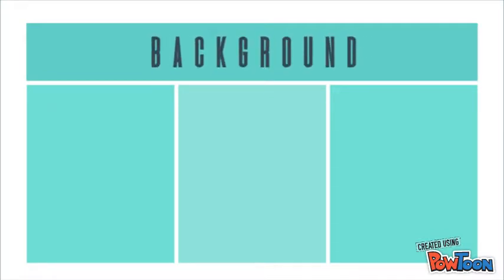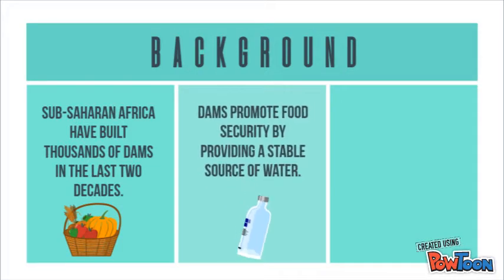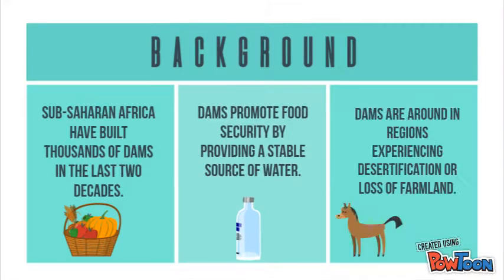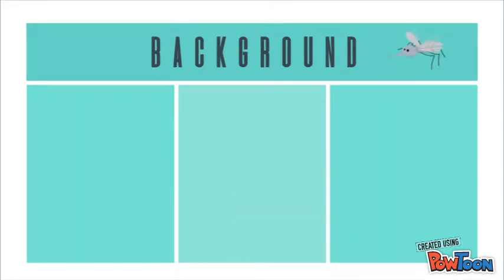In an effort to provide power to developing economies and a growing population, countries throughout sub-Saharan Africa have built thousands of dams in the last 2 decades. Along with generating power, dams promote food security by providing a stable source of water to a region experiencing an increase in desertification and loss of farmland. However, these benefits of dams do not come without their consequences.